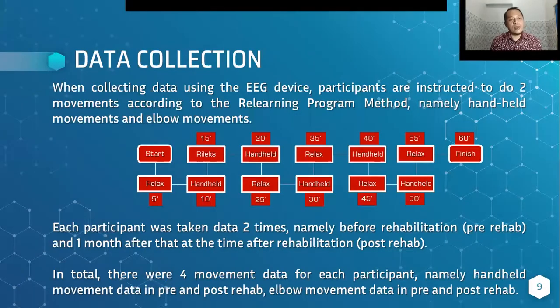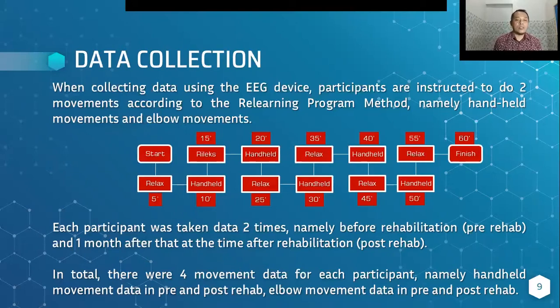Data collection. When collecting data using the EEG device, participants are instructed to do two movements according to the relearning program method, namely handheld movement and elbow movement. This is the schema of the data collection. Start and rest 5 seconds. Movement, handheld or elbow, 5 seconds. After that, relax, and so on until 60 seconds or 1 minute.